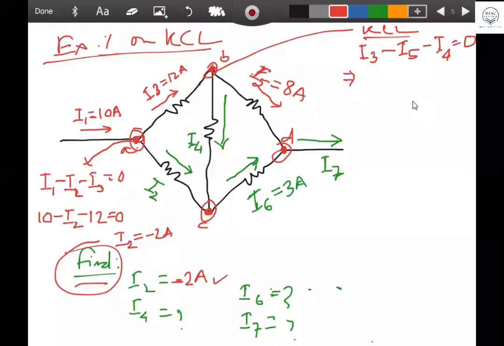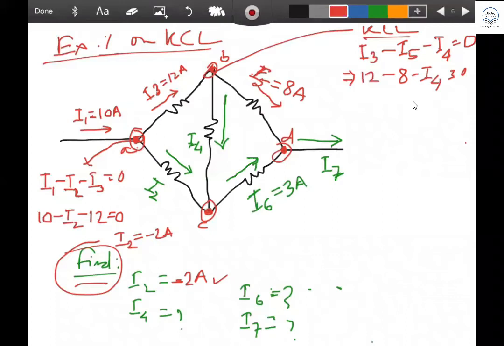I3 equal to what? What is the I3 value? 4 amperes. Sorry, I4 is 12. I5 is what? 8. 8 minus I4, you have to find it.